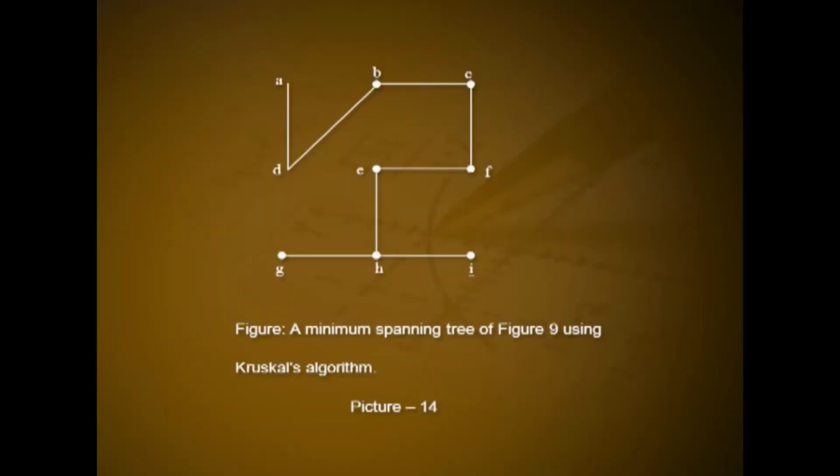We have to choose the edges in such a way that they do not form a simple circuit with the edges already chosen. Next, we choose BD and then CF, then EH, which are of weight 3. Next, we choose BC and then GH, which are of weight 4. The minimum spanning tree is given in the figure. This figure shows a minimum spanning tree of figure 9 using Kruskal's algorithm.